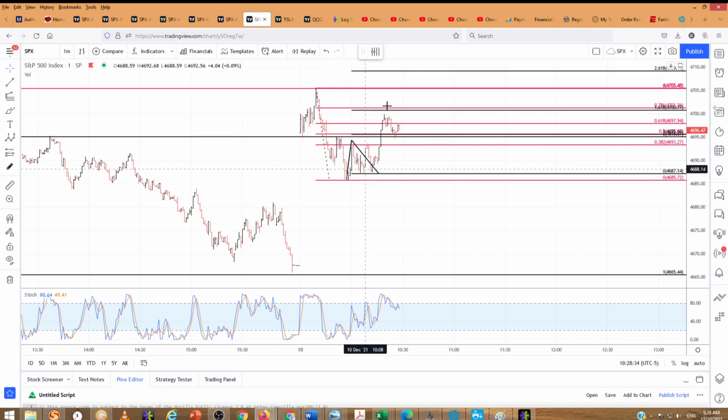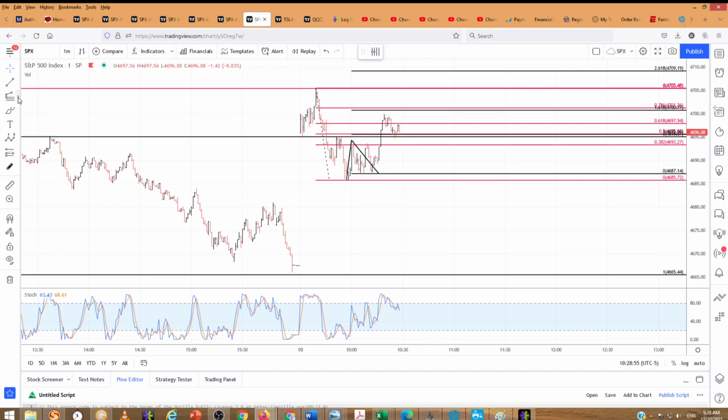Once this 3-wave bounce is done, and it doesn't appear that it is yet, or perhaps it is. By the way, it should be a 3-3-5: 3 up, 3 down, and 5 up. 1, 2, 3, 4. So we could get one more bounce up here. Once that is done, we would do a 1 here, a 2 there, and a 3.